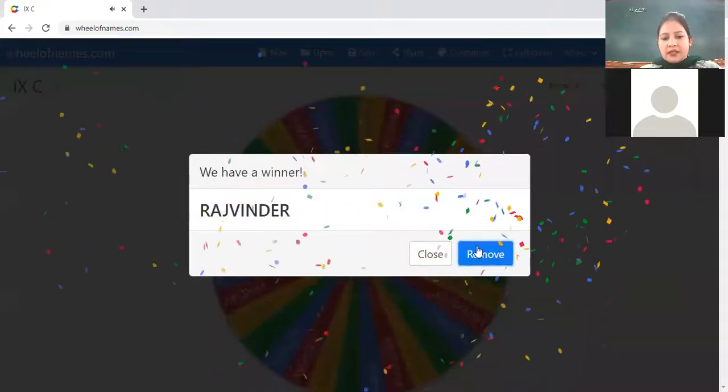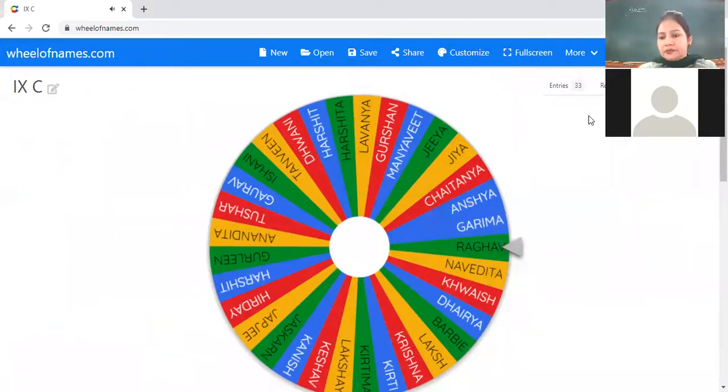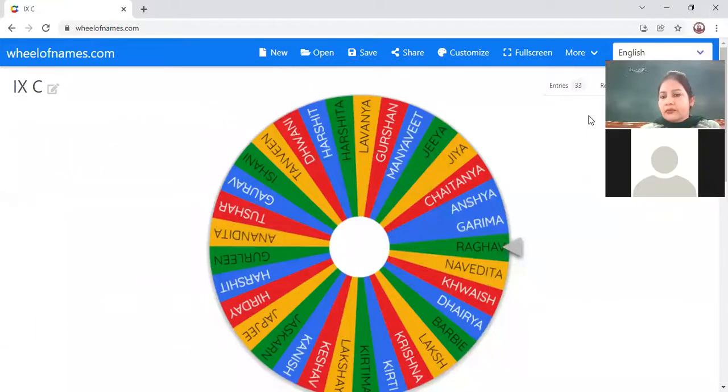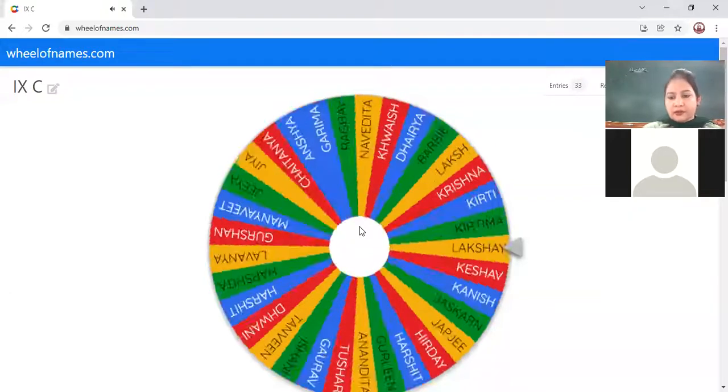Rajvinder. Yes, Rajvinder, raise your hand. I saw you. You are there. The question for you is, state the law of conservation of energy. Rajvinder, unmute yourself. I am asking you to unmute. Rajvinder, don't you know the question? Okay, then let's see the next turn. This is the easiest question of the chapter.